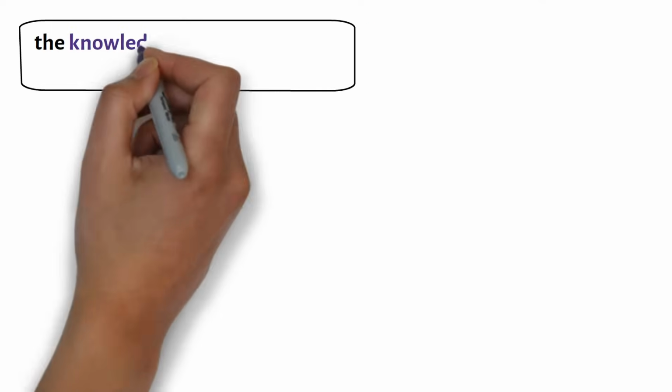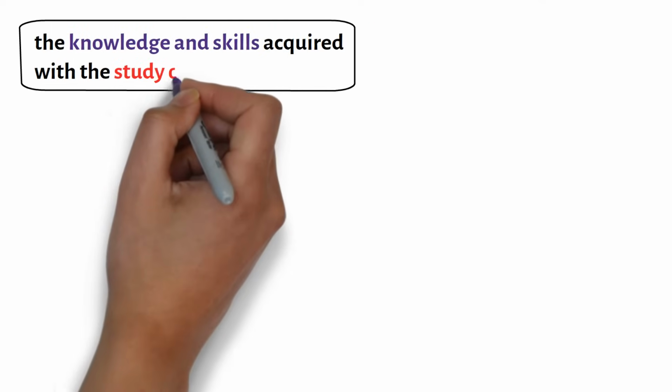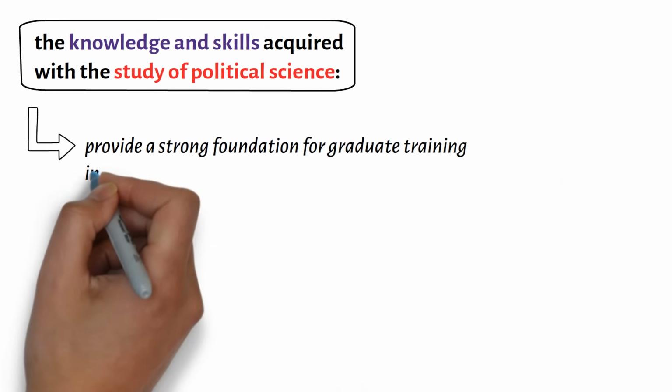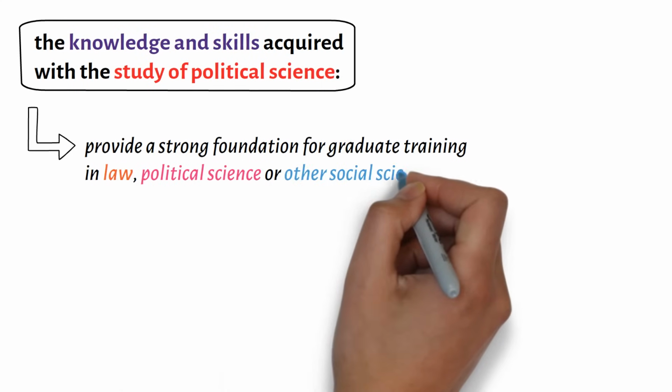As we can see, the knowledge and skills acquired with the study of political science provide a strong foundation for graduate training in law, political science, or other social sciences.